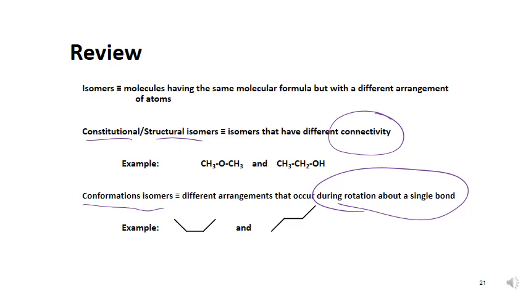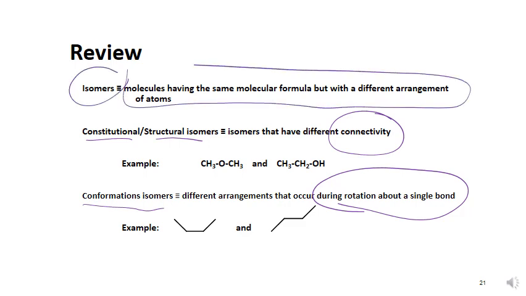I think you do. So that's what we remember from isomers: molecules having the same molecular formula but with a different arrangement of atoms. And I hope you recognize that 1, 2, 3 carbons in a straight chain, 1, 2, 3 carbons in a straight chain, this is exactly the same molecule, just with free rotation around this carbon-carbon single bond.